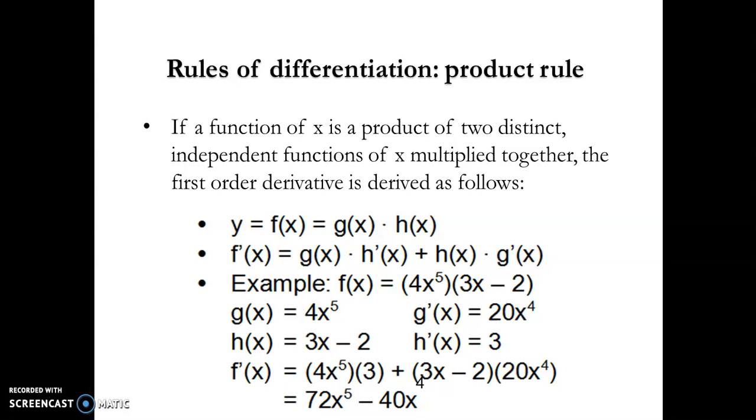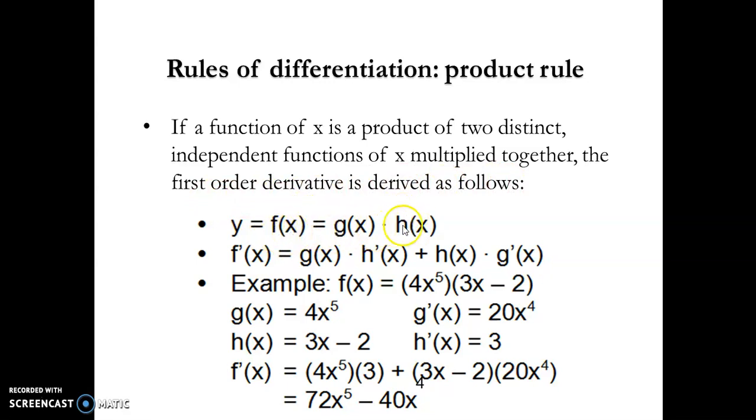additional examples. So first we have the product rule, and the product rule tells you how to differentiate the product of two functions, right? So if a function of x is a product of two distinct independent functions, so here we can see we have two distinct independent functions of x multiplied together, then the first order derivative can be derived as follows.